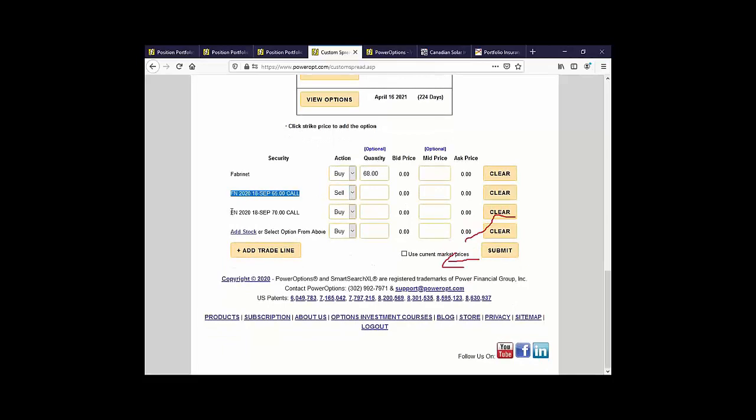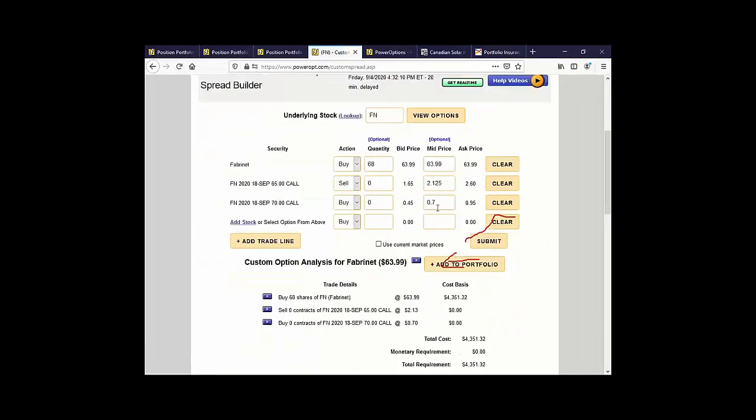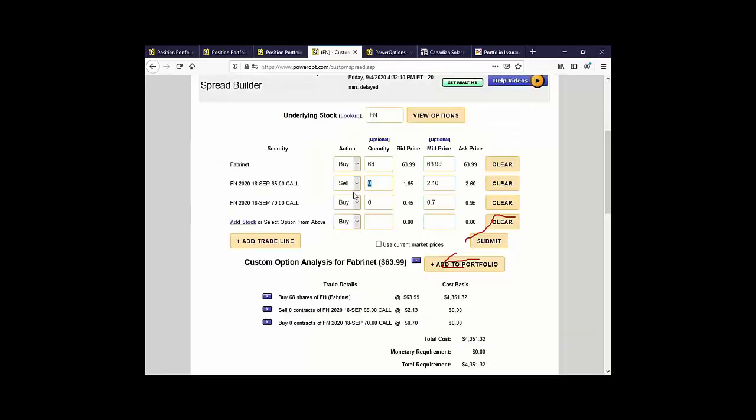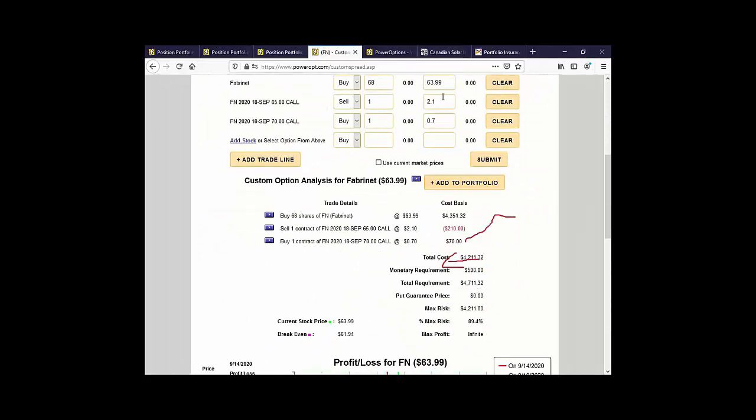I'm selling a 65 and I'm buying a 70. I'm going to pay about 70 cents for that long call, but I'm going to get $2, $2.10. Let's just put $2.10. Let's make it realistic. $2.10 for the short. So I'm getting a net credit of $1.40. Whoops. Oh, sorry, guys. I apologize for that. Always helps, doesn't it? Okay. All right, so there you go.